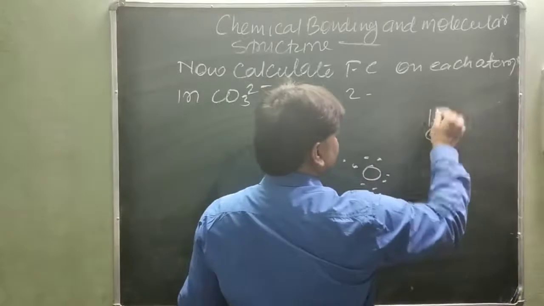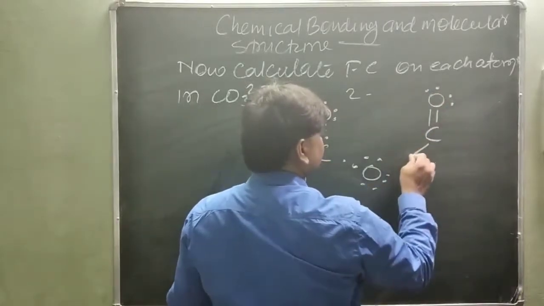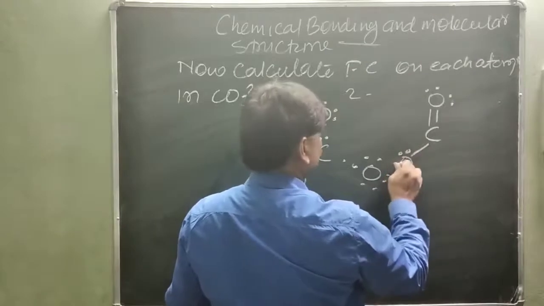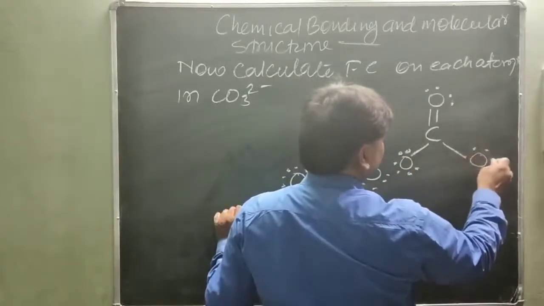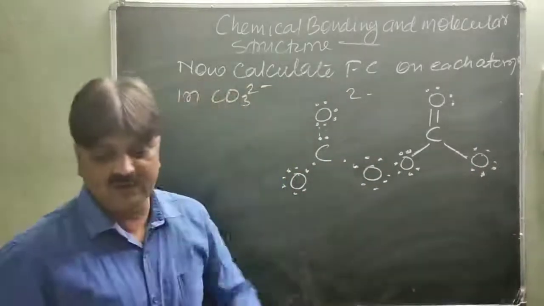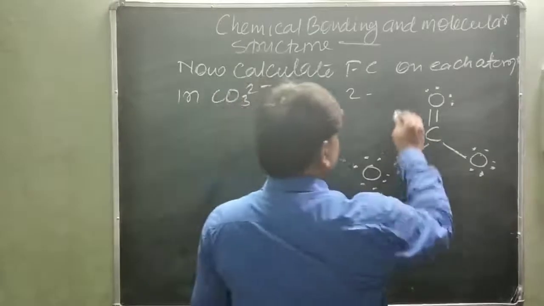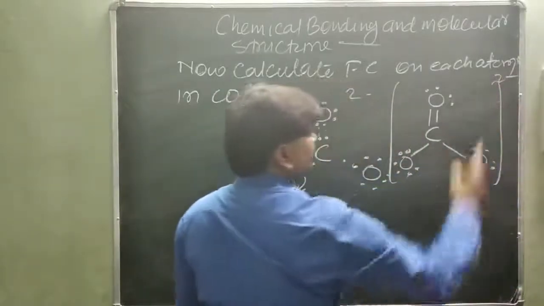This carbon is bonded to oxygen. This oxygen has 2 lone pairs of electrons, that is 2, 4, and 6 electrons. And this oxygen also has 2, 4, and 6 electrons. In this way. Now calculate the formal charge. Written this way, you don't know on which atom the 2 negative charge is present.